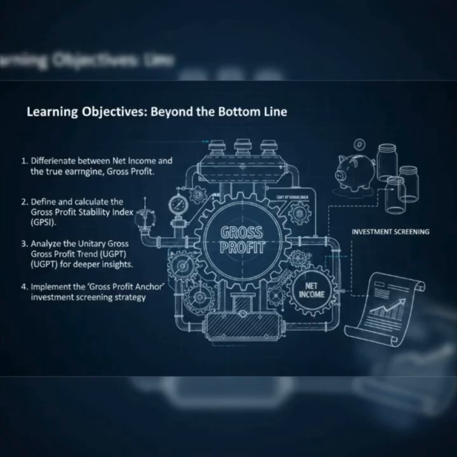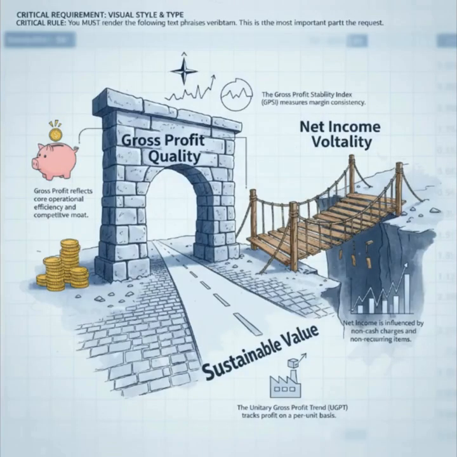Finally, you will understand how to implement the Gross Profit Anchor, a powerful investment filter to identify potentially undervalued, high-quality businesses. These skills will empower you to look beyond the headlines and assess the genuine operational health of any enterprise. Let's deconstruct the illusion of profitability.